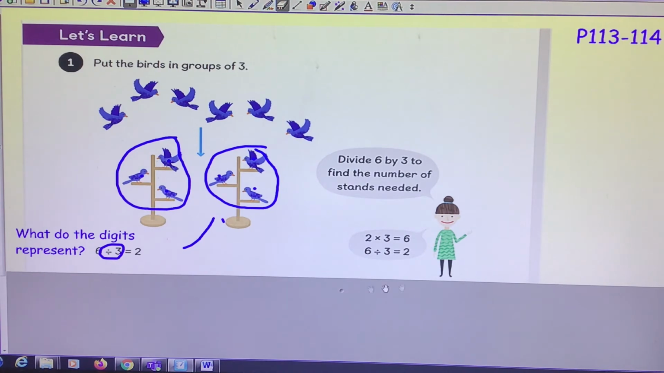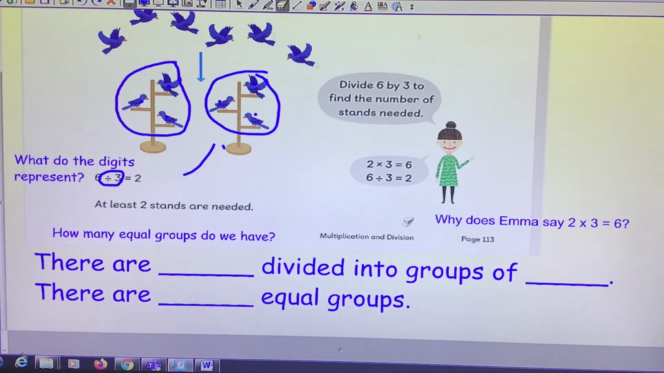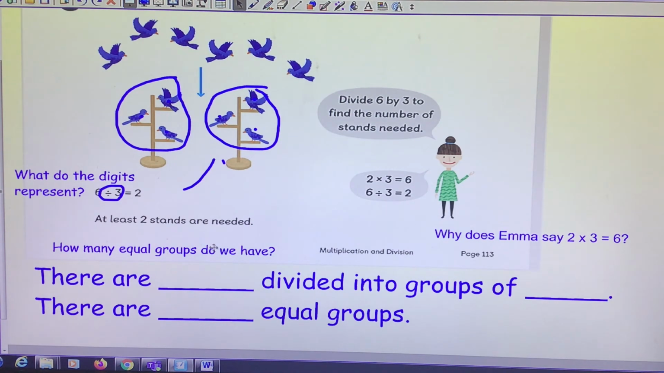Let us look at our stem sentence for this situation. There are 6, oh, I'll get my pen, sorry. There are 6 divided into groups of 3. There are 2 equal groups. You say it with me. There are 6 divided into groups of 3. There are 2 equal groups.